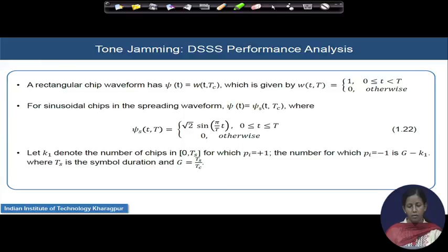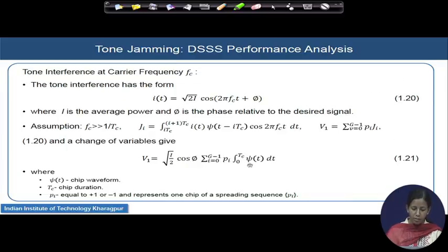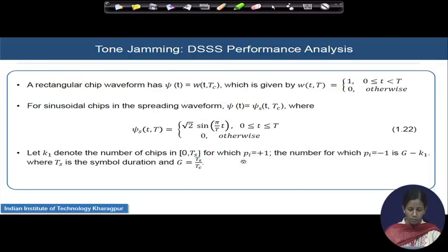Once we have calculated Vi, we understand that for the shape of the waveform that we have considered for the chip design for the spreading sequence, we consider since the beginning that there are 2 different kinds of chip waveforms possible. One is the rectangular chip waveform, another is the sinusoidal chip waveform. For the rectangular chip waveform, we know that the waveform will have a value of 1 when t varies from 0 to the capital T, and otherwise it will be 0. Whereas, the sinusoidal chip waveform will look like this.